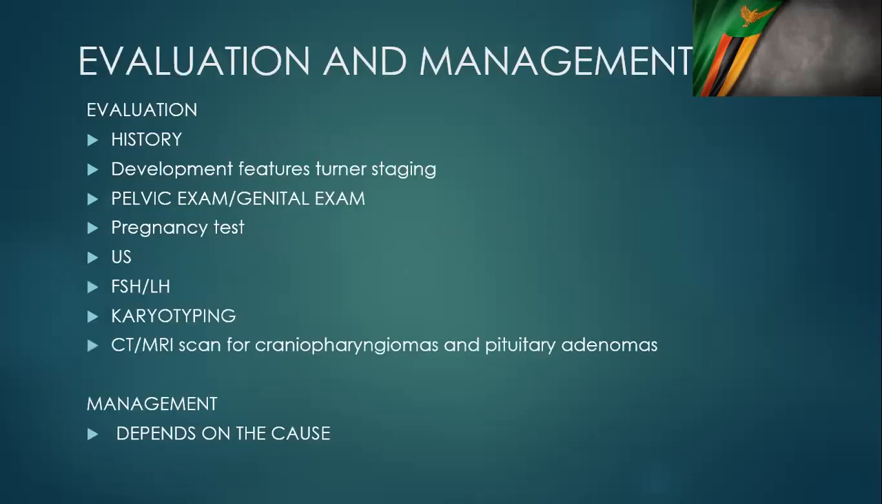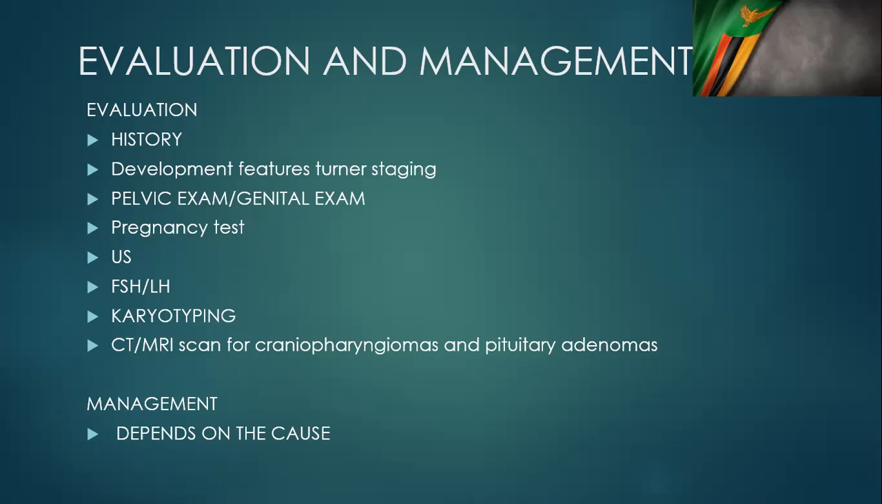So evaluation really is you taking a very good history, because you've seen that there's a lot of things that can cause amenorrhea. It can be primary, it can be secondary. So you need to take a good history. You need to do a good examination.